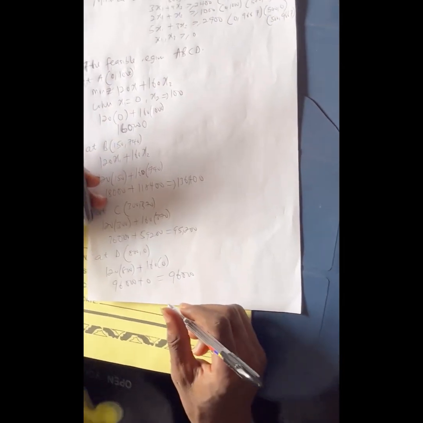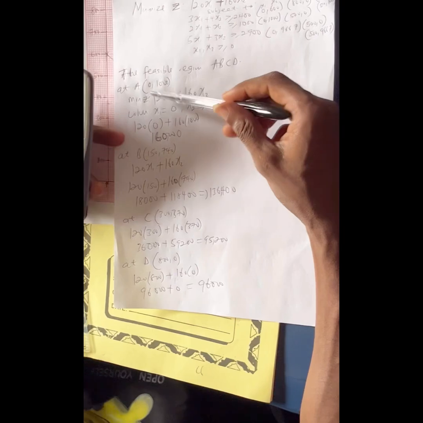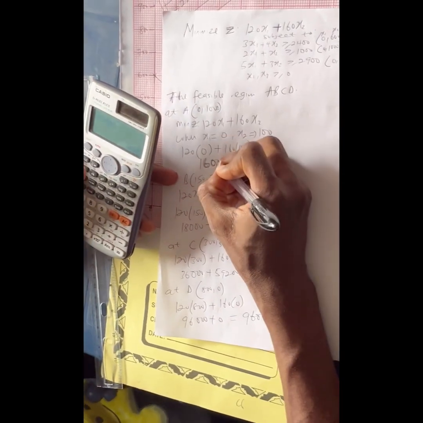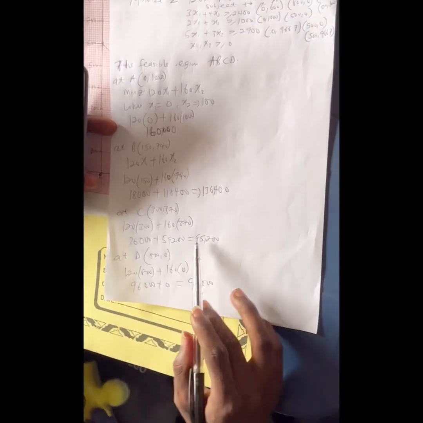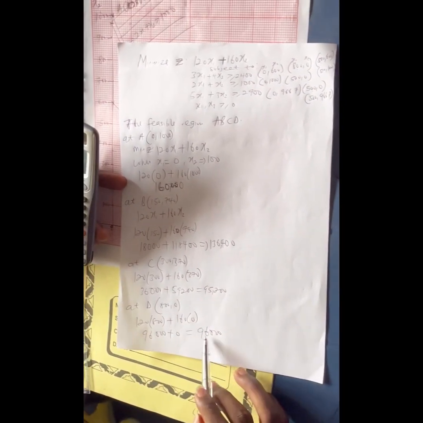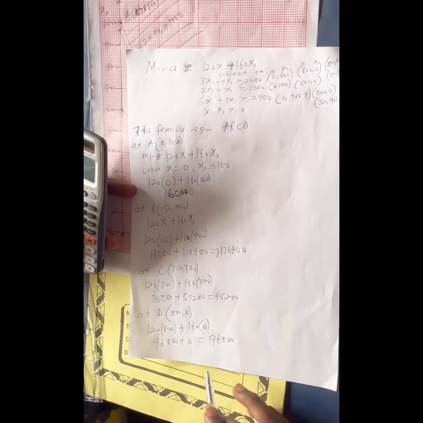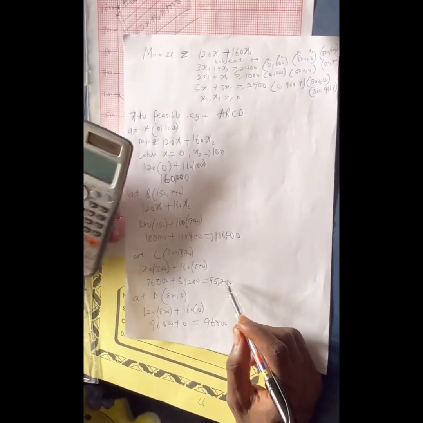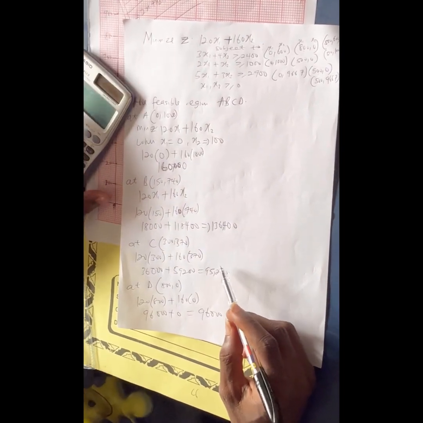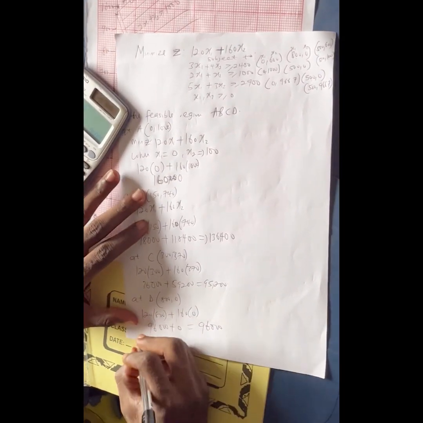So if you check it, at A, I got 160,000. At B, I have 136,400. At C, I have 95,200. At D, I have 96,000. So my minimum value here is 95,200.